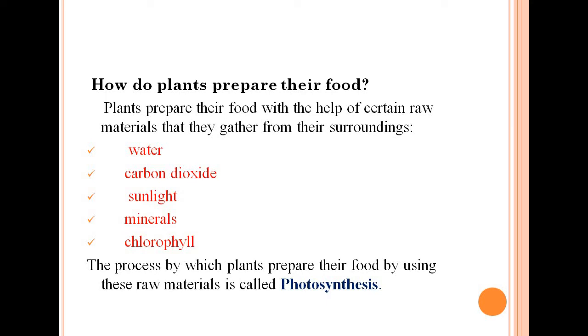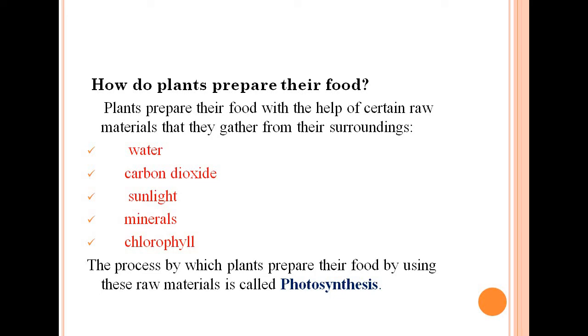Yes, plants prepare their food with the help of certain raw materials, such as water. Water is a very important raw material that is taken by the plants through the roots. Carbon dioxide is a gas that is present in the atmosphere and that is taken by the plants. But there is also a specialized structure in the plant that helps in taking in the carbon dioxide. Now, the third raw material is sunlight. As we know, the ultimate source of light is the sun.